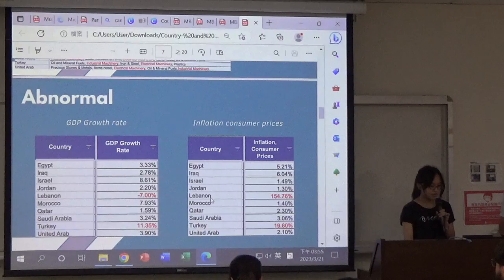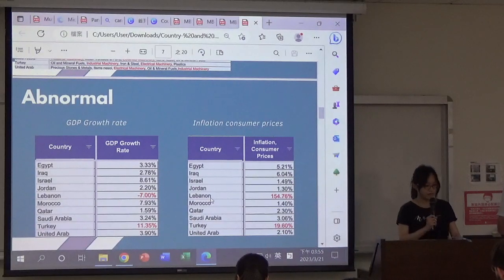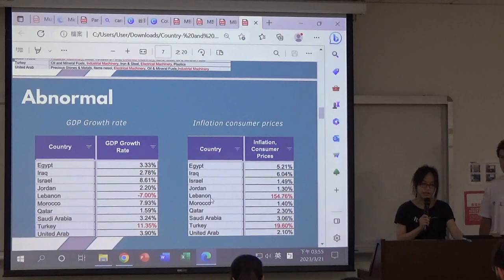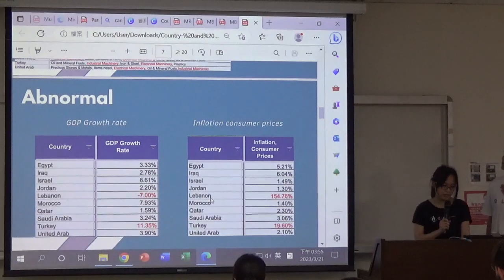And its abnormal side is that Lebanon's GDP growth rate and inflation consumer prices are serious. This is because of its government corruption, religious conflict, and also the explosion of chemical materials that happened in recent years. And also we have found that Turkey's GDP growth rate and inflation consumer prices are also serious.